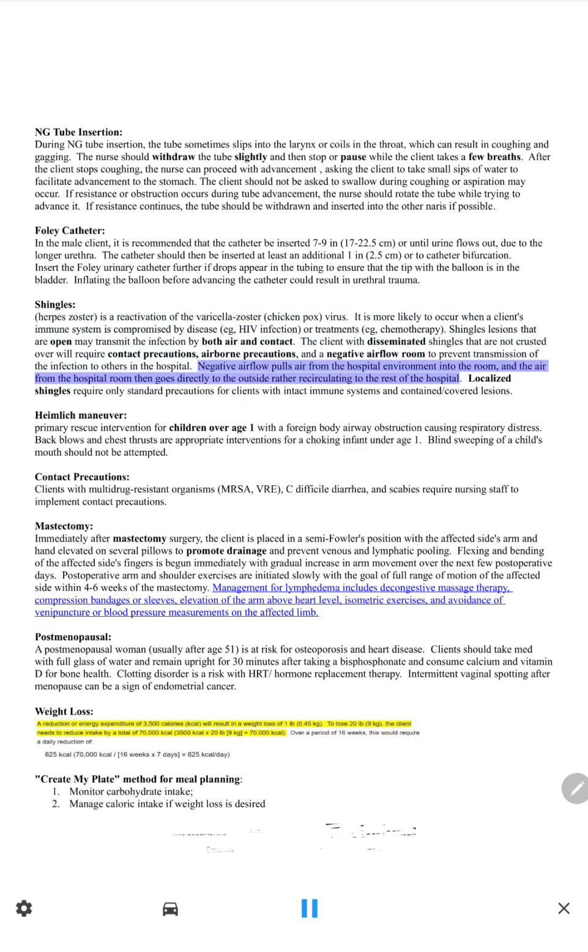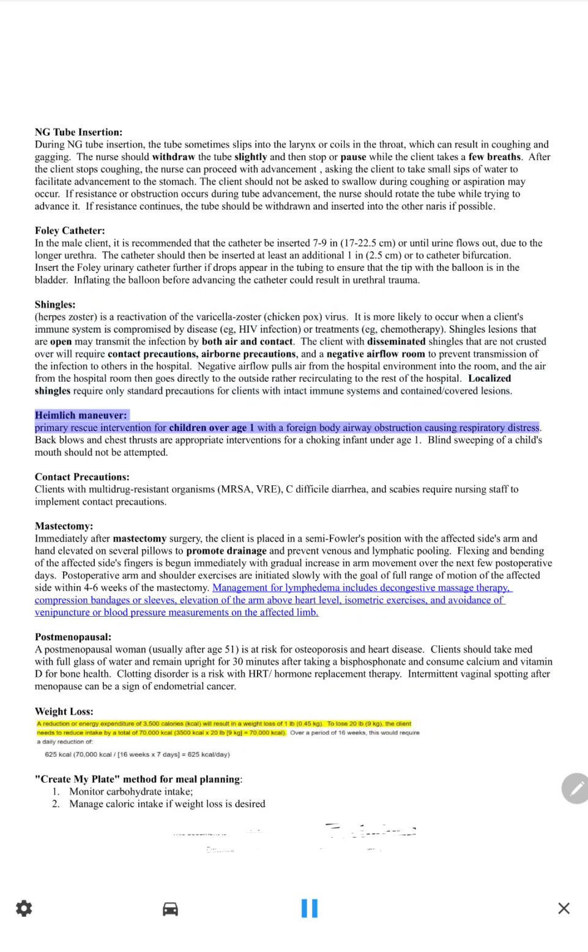Negative airflow pulls air from the hospital environment into the room, and the air from the hospital room then goes directly to the outside rather than recirculating to the rest of the hospital. Localized shingles require only standard precautions for clients with intact immune systems and contained, covered lesions.